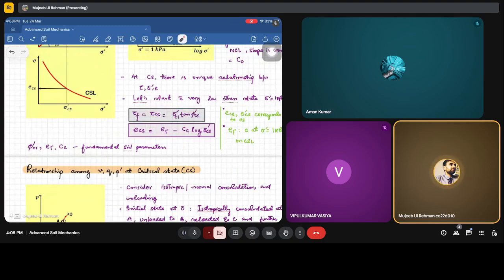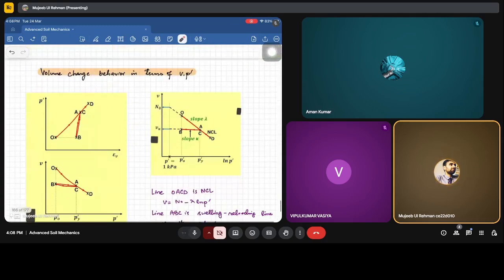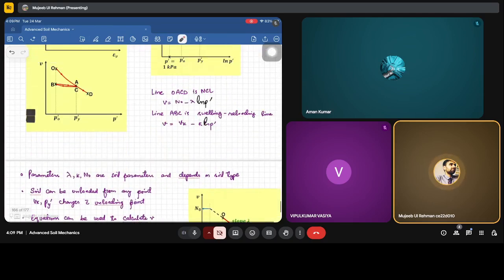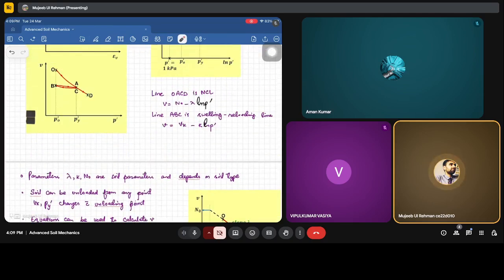Here it is Cc log of sigma', and here it is n naught minus lambda times ln of p'. It's not e here, it's ln of p', similarly here. This lambda corresponds to the slope of the NCL and kappa is the slope of the swelling reloading line. Now these parameters lambda, kappa and n naught are soil parameters and depend on the soil type.